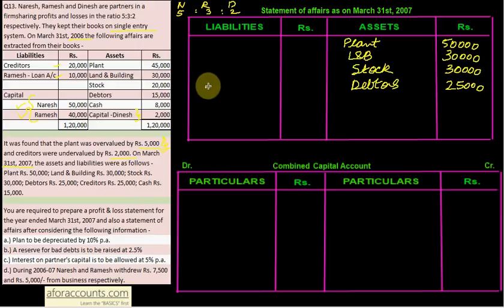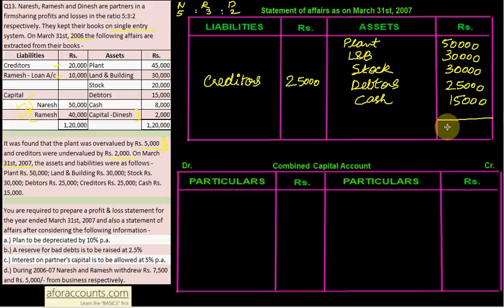Creditors 25,000. Creditors is your liability. Cash rupees 15,000. So cash is 15,000. So just check here how many items. 1, 2, 3, 4, 5 and 6, and we have 5 items here. Plant, land and building, stock, then your debtors and cash. Capital account of Dinesh is missing. So anyways, our balancing figure has to be the combined capital. So leave this. The total here will be 1,50,000.